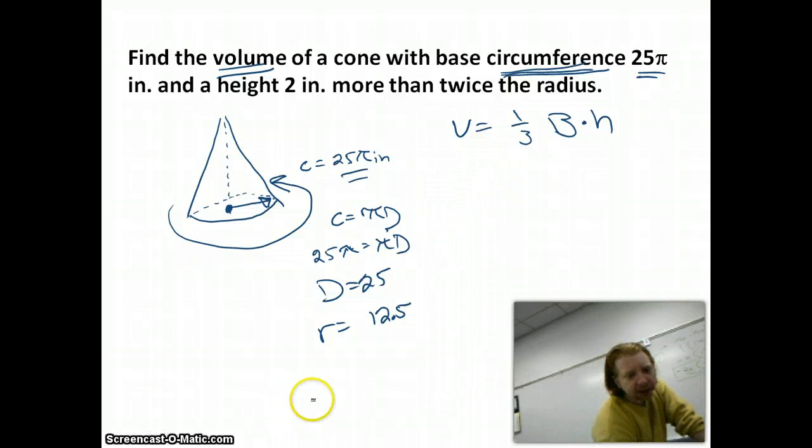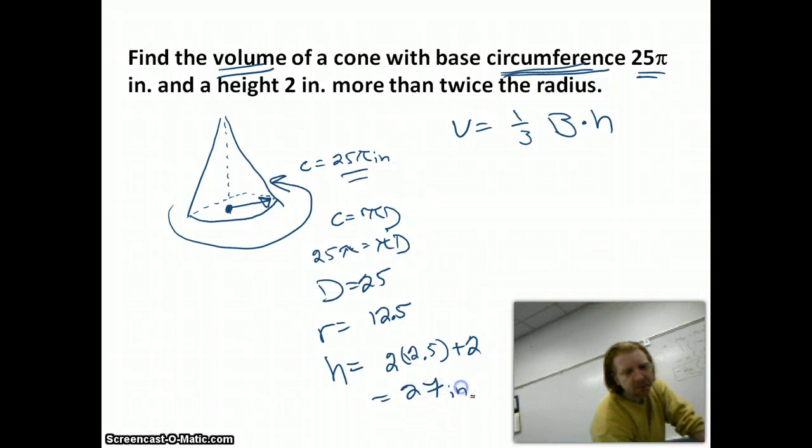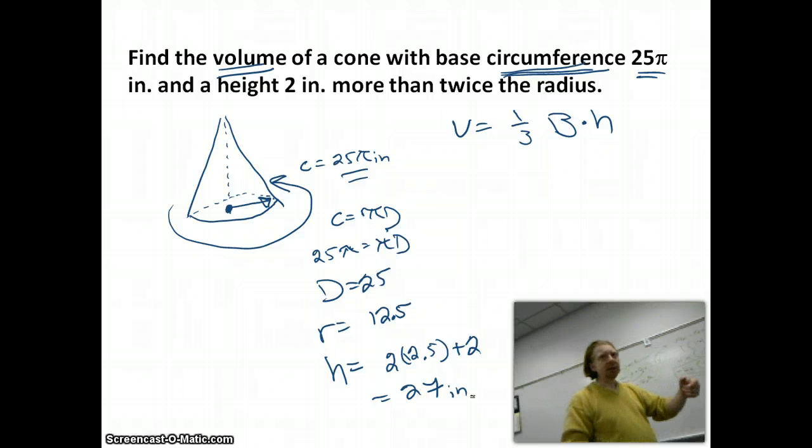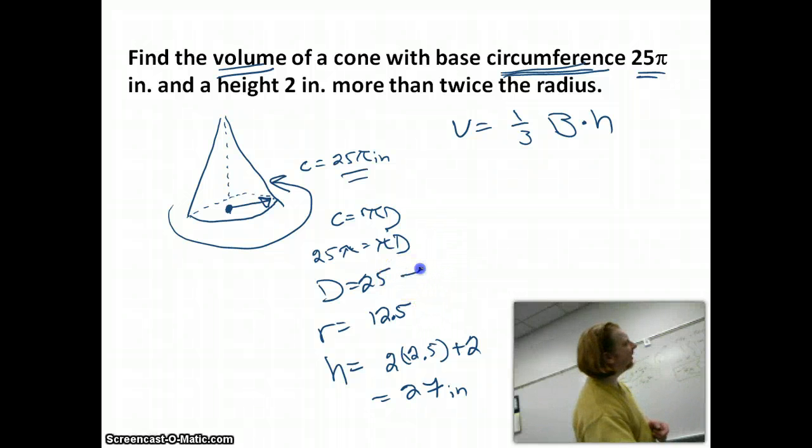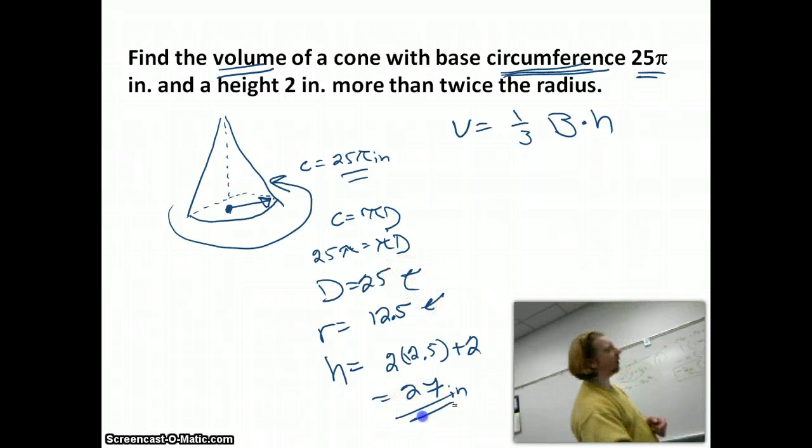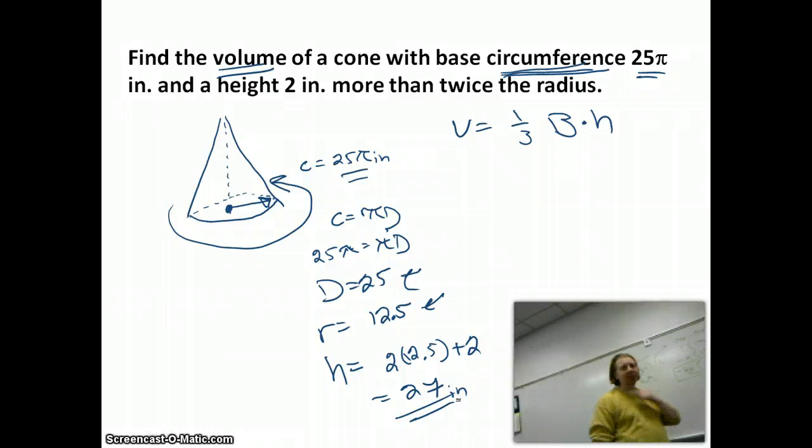I also need the height, which I know is twice the radius plus 2. Take twice first and then add 2. But isn't the radius 25? No, the diameter was 25. Radius would be 12.5. Times 2 is 25. Plus 2 is 27. Right. Okay, I was thinking far.